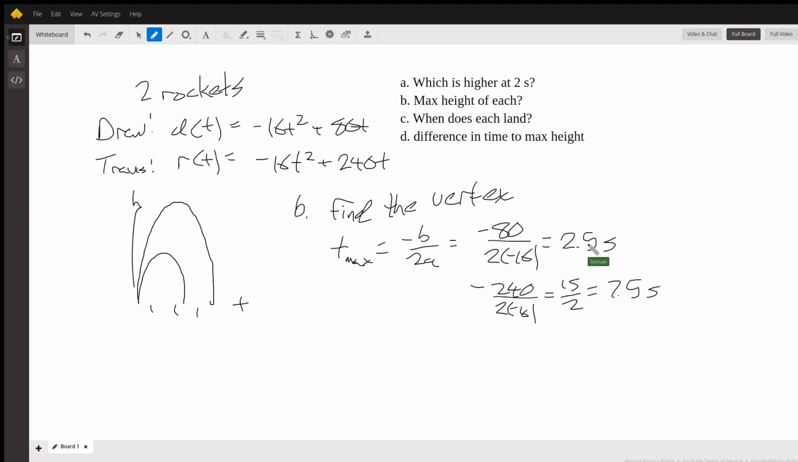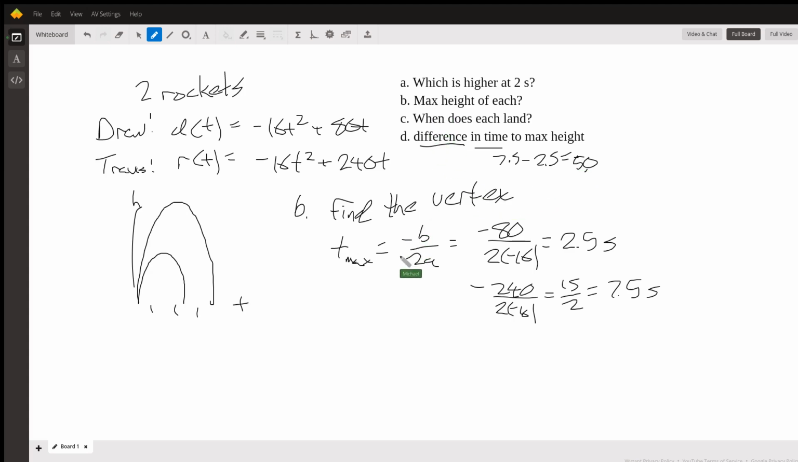But notice we've got what we need to answer this question, because the difference in time is just 7.5 minus 2.5, which is 5.0 seconds. So we've got the answer to part D. You don't always have to do these in the order they ask them.